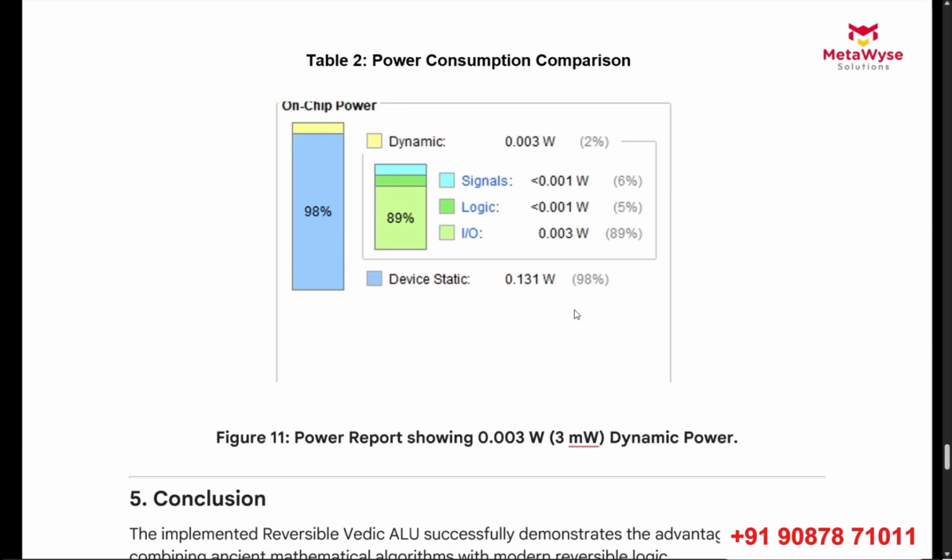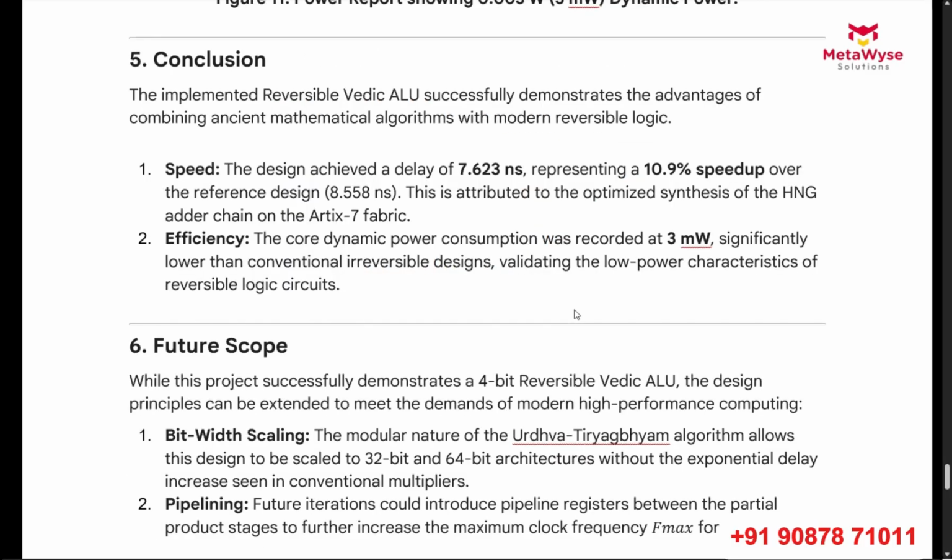Looking here, this is the screenshot from Vivado regarding how much wattage each part of the process is taking. As I conclude, I would say we achieved a good delay of 7.63 nanoseconds, which is an 11% improvement over the reference design, which is very nice. And comparing the efficiency, I think it would be lower even when implemented on a real board. The reference paper did it on a Basys 3 board, so I would recommend trying that.